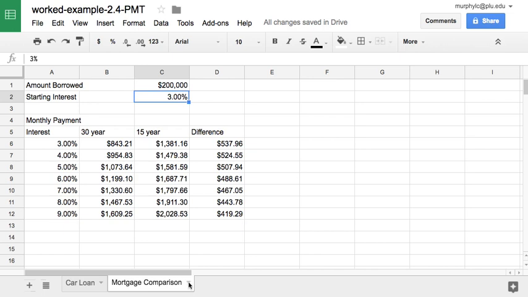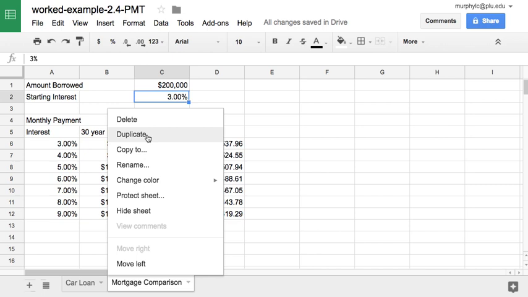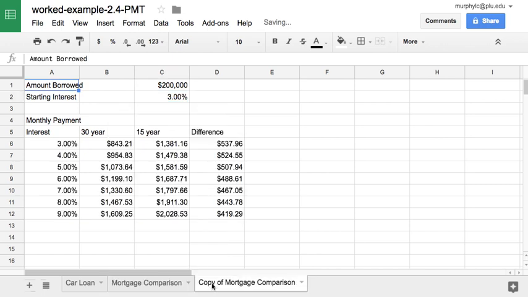So I'm going to make a copy of this sheet, and you just do that by selecting duplicate. So now I've got a copy of this mortgage comparison, and I'm going to call this mortgage interest comparison. Okay, so this is a copy of my previous sheet, and I'm going to improve it in a couple of ways.